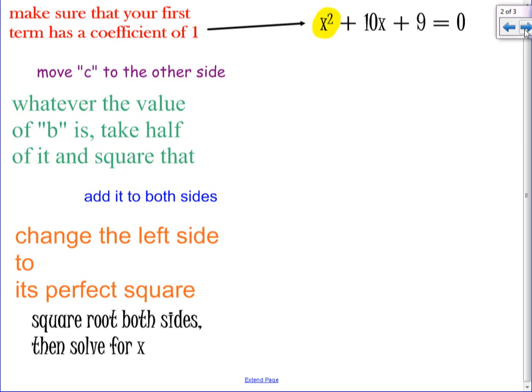All right, so our first step is to move C, what is C? The one all by itself, over to the other side. So this is now going to look like this: x squared plus 10x, we're going to leave a little space there, equals negative 9, because we subtracted 9 on both sides. That's step 1.